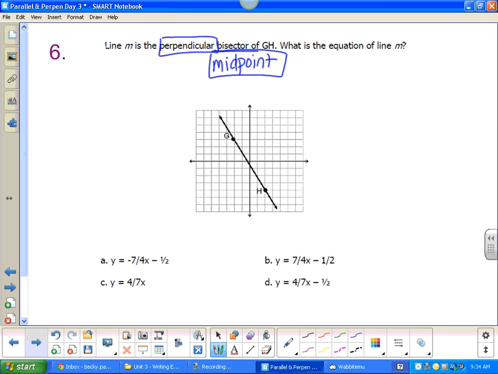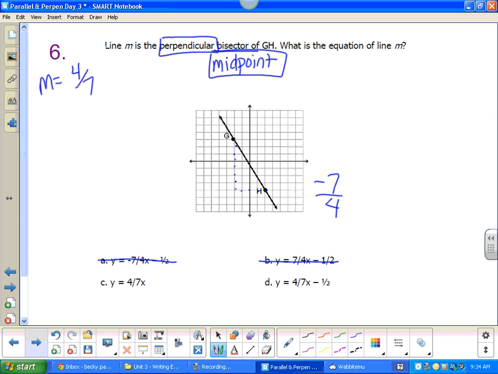So I want to be perpendicular to him, so let's deal with that part first. Let's find his slope. Let's see, 1, 2, 3, 4, 5, 6, 7, down 7, right 4. So if I want to be perpendicular to him, then my slope needs to be 4 over 7. Okay, so he's out and he's out.